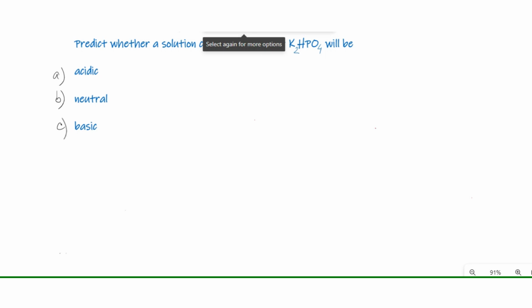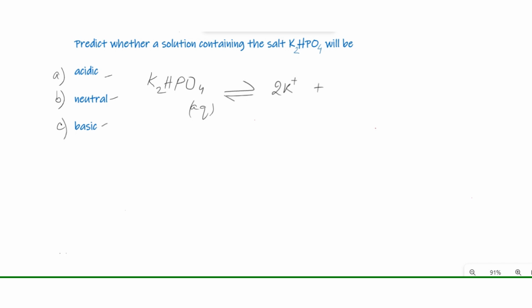Predict whether a solution containing the salt K2HPO4 will be acidic, neutral, or basic. To understand that, we have to first write the dissociation reaction for K2HPO4. K2HPO4 in aqueous medium will dissociate into 2 K+ and HPO4 2- ions.